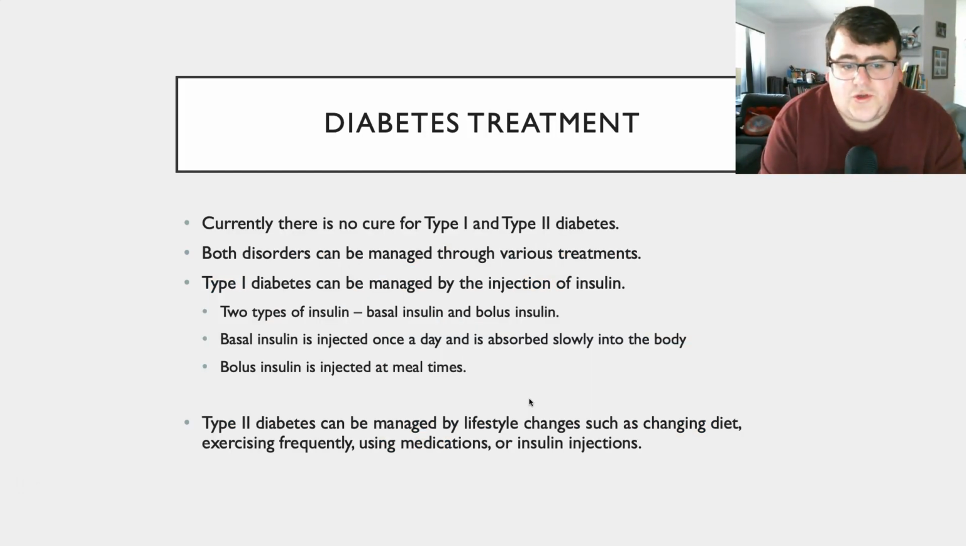How can we treat diabetes? Well, truthfully, at the moment, there is no cure for type 1 and type 2 diabetes, but both of those disorders can be managed through various treatments. We can't cure them, but we can help people manage them. Type 1 diabetes is generally managed by the injection of insulin. There are two types of insulin: basal insulin and bolus insulin. Basal insulin is injected once a day and is absorbed very slowly into the body, whereas bolus insulin is injected only at meal times to combat the food that's being eaten there and then. Type 2 diabetes, on the other hand, can be managed by lifestyle changes, such as changing your diet, exercising more frequently, using different medications, or with insulin injections as well.